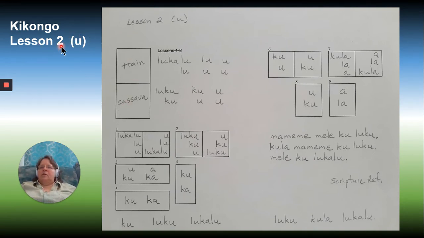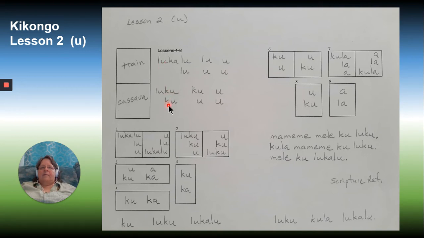So lesson 2, the main thing to look at is our new letter is the letter U, and that's going to drive a lot of our choices in how we choose to break things down. So we have our 2 picture words, and they have U in them because that's the new letter that we're teaching. And so once again, it doesn't really matter which picture word you put first. You can choose either one. In this case, I put Lukalu, which is the train, and Luku, which is cassava.